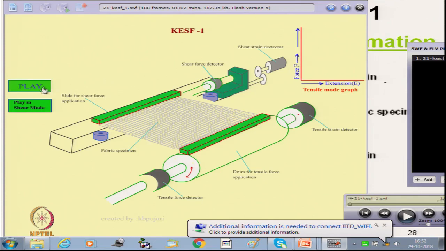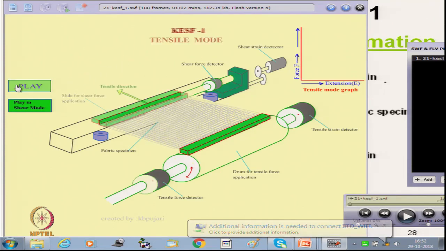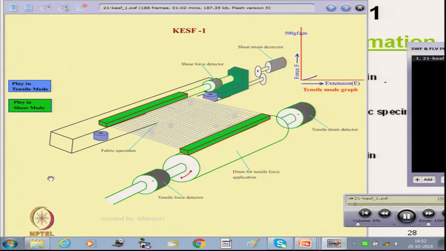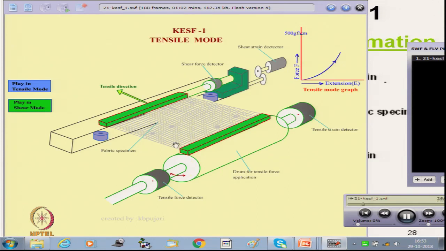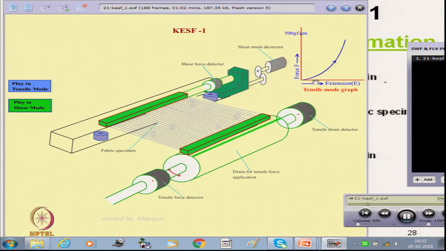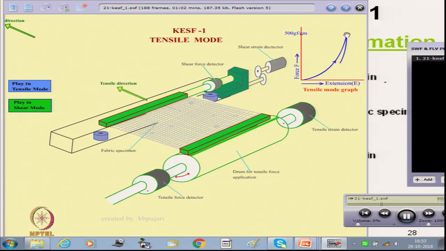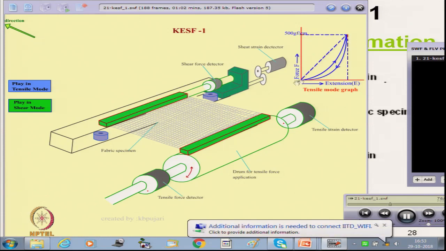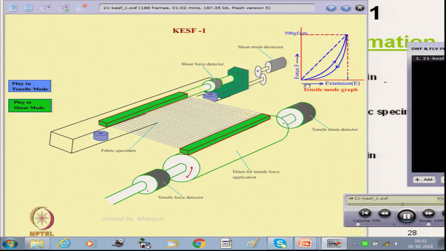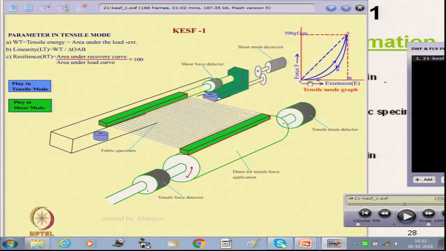First we will start with the tensile mode. Okay. Now, we have started. Now, this drum is rotating in clockwise direction. So, the fabric is getting stressed, extension is taking place and it is plotting the elongation. After reaching the predetermined force, that is 500 gram force per centimeter, it is coming back again. So, it completes one cycle and from there we can calculate various parameters, which we will discuss here.